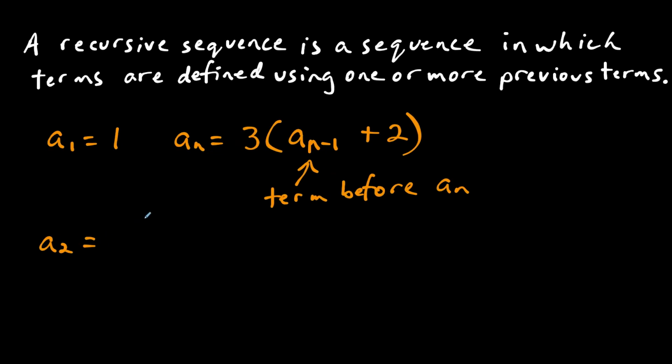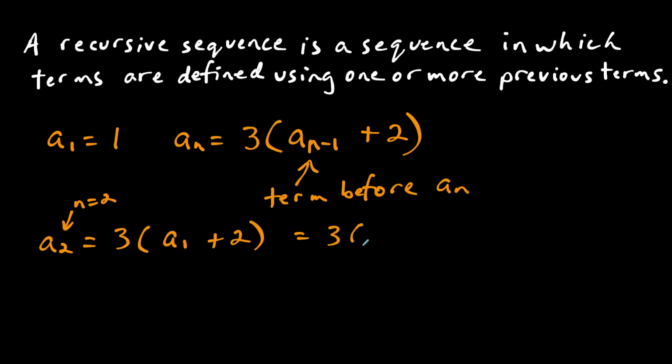Then a sub 2 would be equal to 3 times, and notice here this corresponds to n equals 2. So if I do this by substitution, this would just be a sub 2 minus 1, which is a sub 1, plus 2. But notice what I said before, this is the term right before a sub n. So if I'm looking for a sub 2, the term right before it is a sub 1, which they told us is equal to 1.